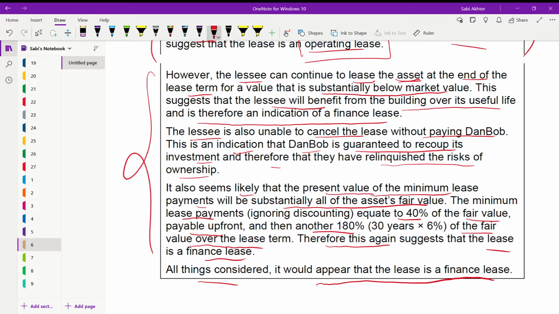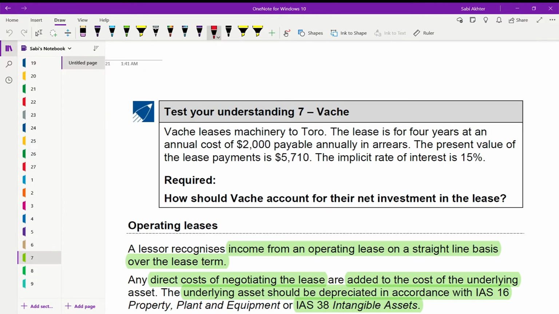Very rarely will they give you 50-50, so don't worry if 50-50 chances come. What if 2 points are for operating and 2 points for finance lease? They will not give you questions like this. They will not try to mislead you like that or make you confused. They will usually give some points towards one thing. Like in this case, more points are towards finance lease than operating lease. So it's a finance lease. Now let us go there.